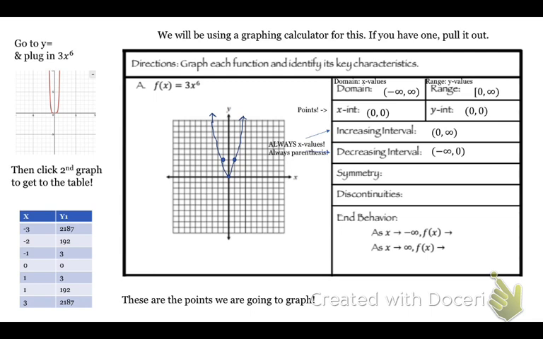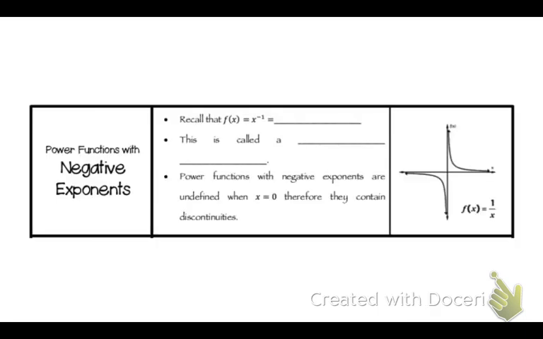Okay, symmetry, this is symmetric about the y-axis, which means it's even. There's no discontinuities, or I still don't know how to say that word. But yeah, there's none of them. And end behavior, so if I look at the left side, as x goes to negative infinity, that's going up towards positive infinity. Same thing with the right side, that's going towards positive infinity. Okay, skip those next two graphs. Let's go to this. So flip the page.